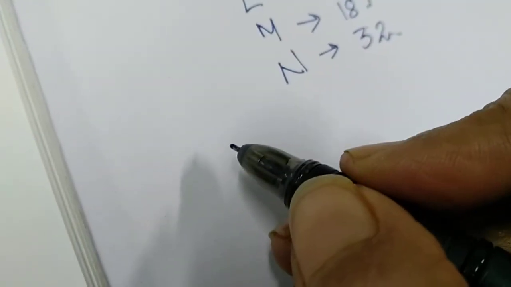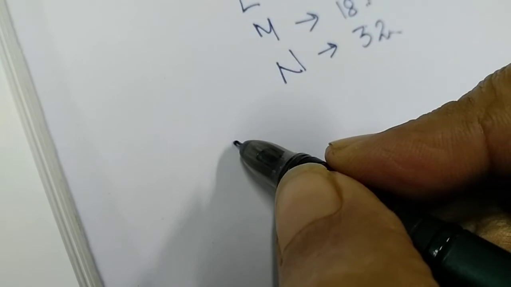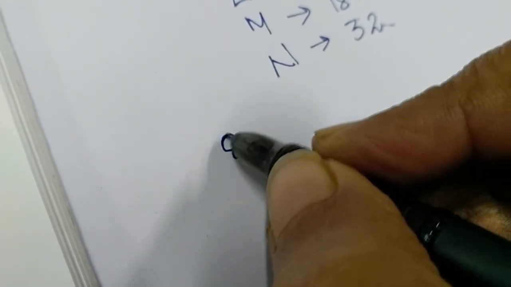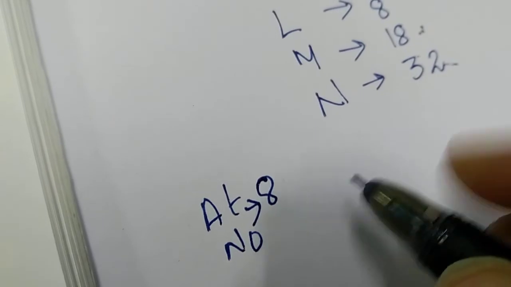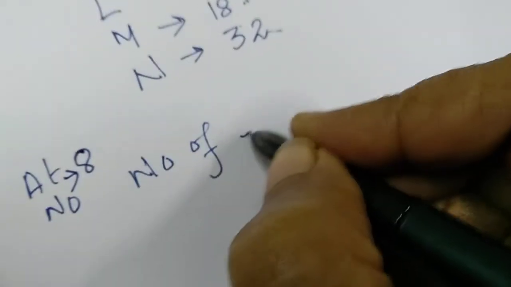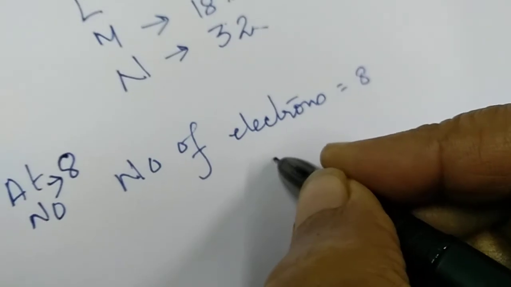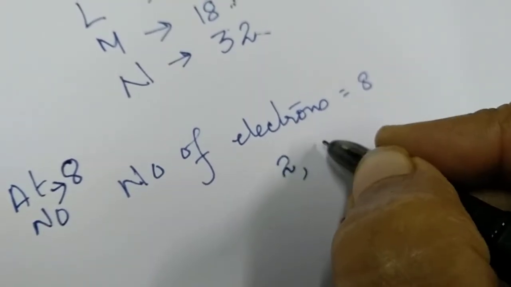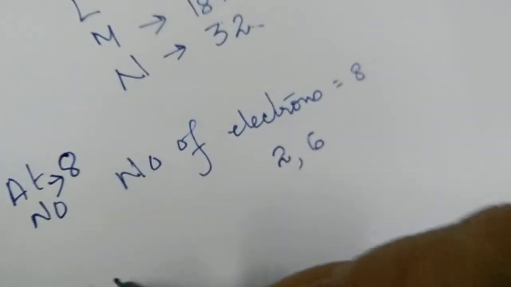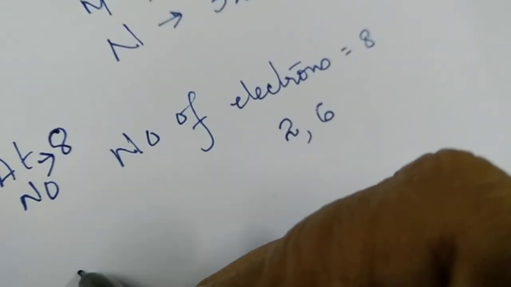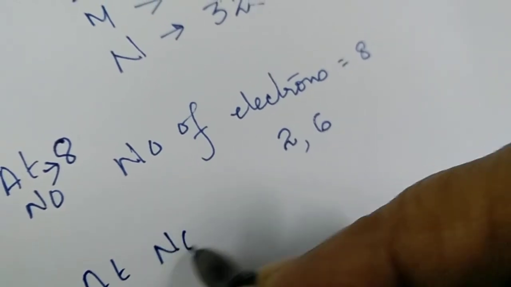So, suppose we move on to the electronic configuration of an element having atomic number 8. Atomic number 8. Write it down, girls. 8 means the number of electrons will also be 8. So, in the first shell, how many electrons? 2. In the second shell, how many electrons? 6.